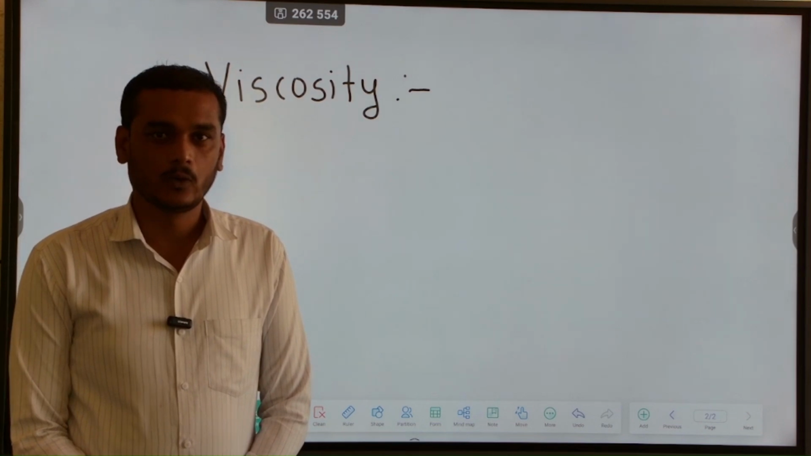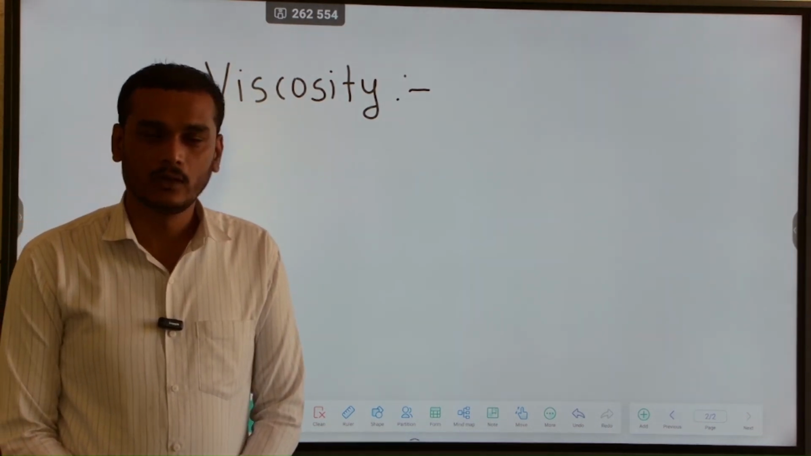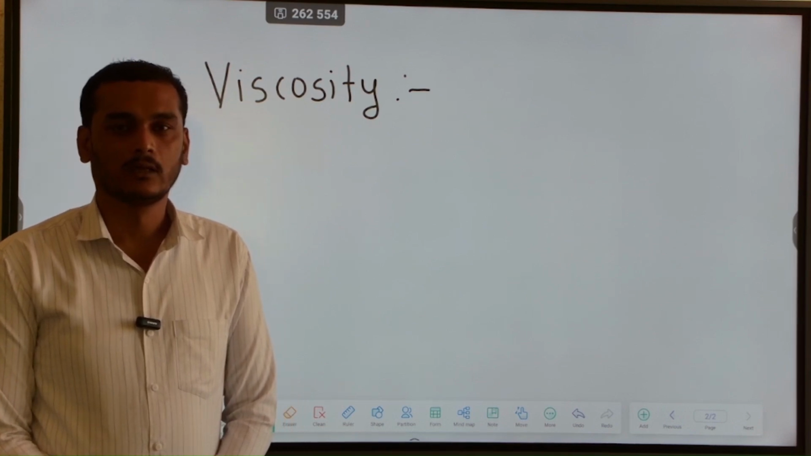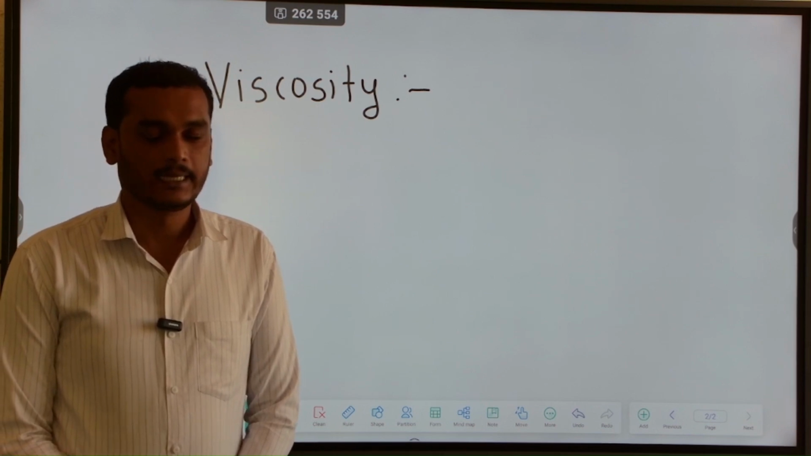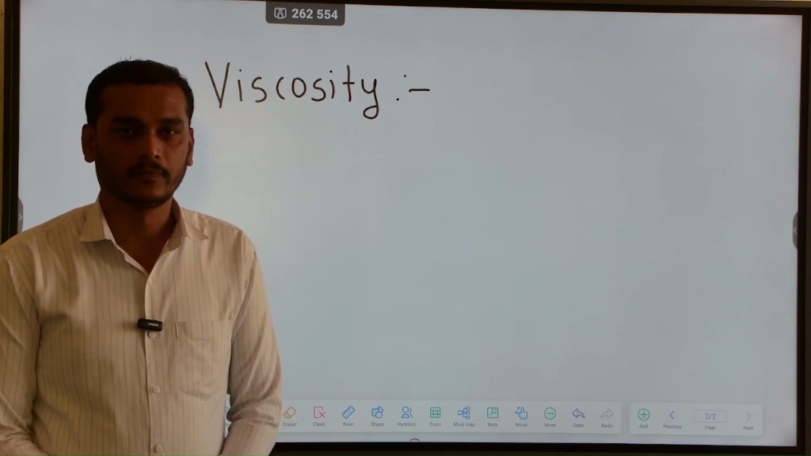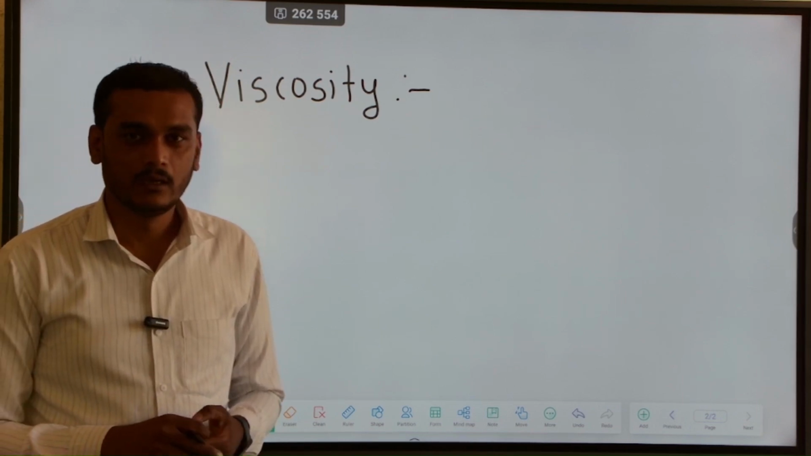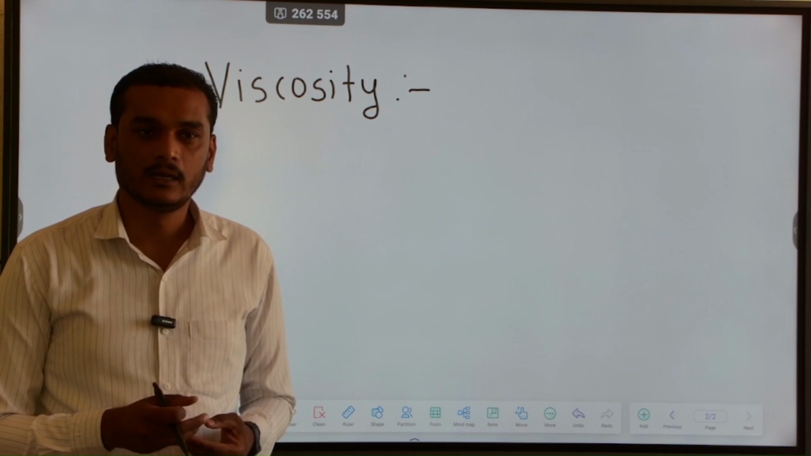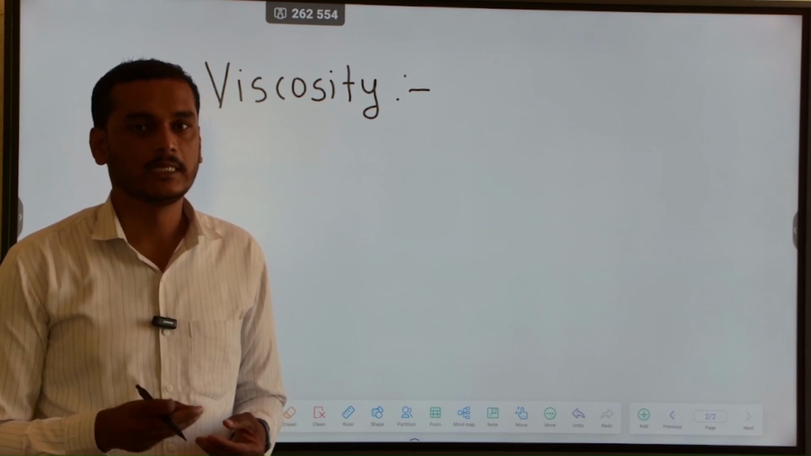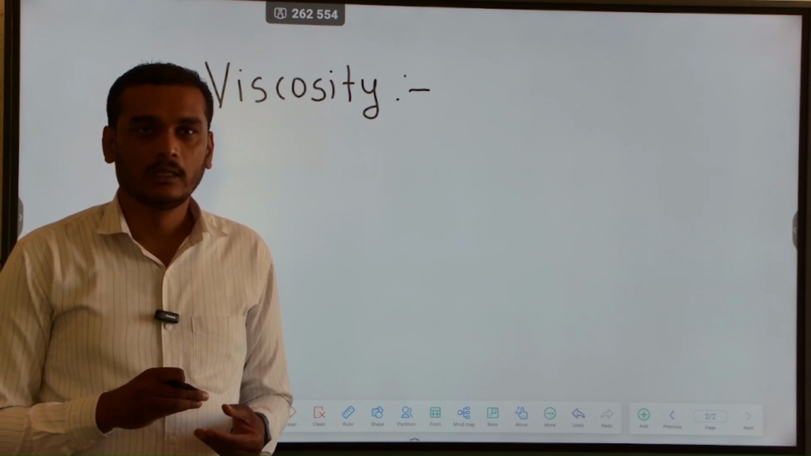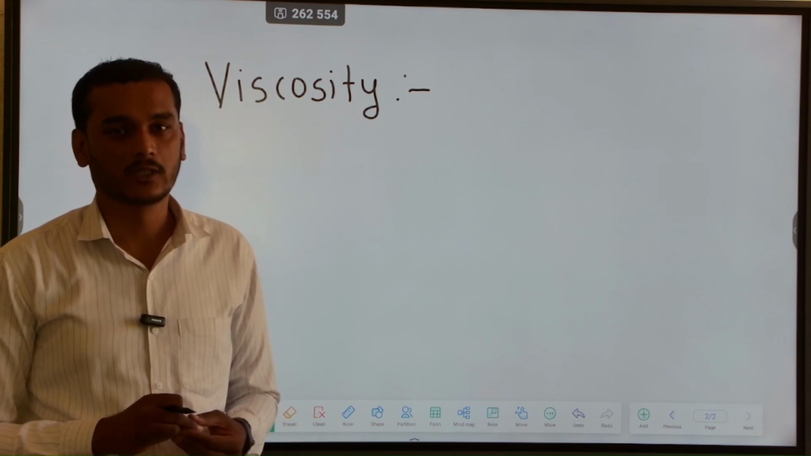Today we are going to discuss the article Viscosity, in which we are going to focus on two points. First is viscous force and second is coefficient of viscosity. So let's start with what do you mean by viscosity? Viscosity is nothing but a property of fluid by virtue of which it opposes its motion. The opposition given by fluid to its motion is known as viscosity.